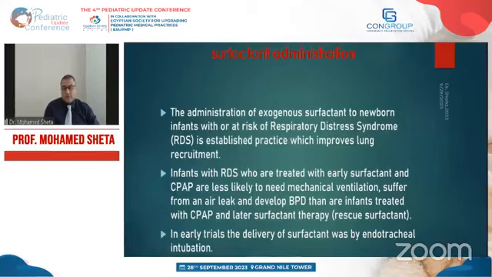Infants with RDS who are treated with early surfactant and CPAP are less likely to need mechanical ventilation and suffer from air leak or develop BPD than other infants treated with CPAP and later surfactant therapy. In early trials, the delivery of surfactant was by endotracheal intubation. So early on, we were giving surfactant to ventilated babies by ET tubes.